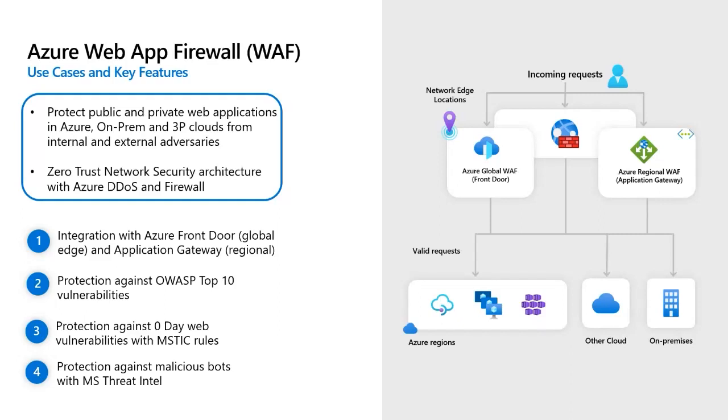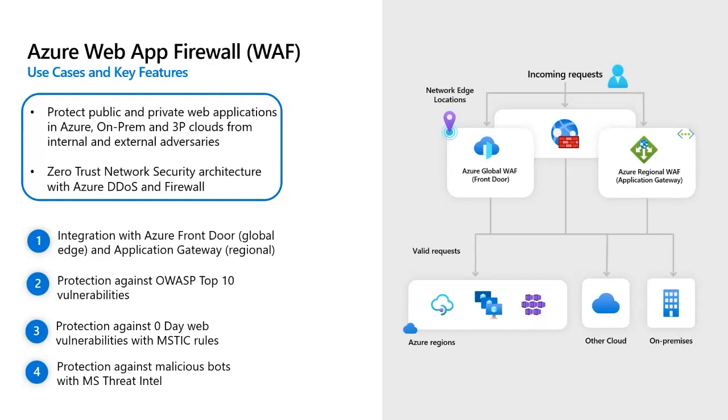So the WAF can be enabled either on the global edge when you're using Azure Front Door, or at a regional level when you're using Azure Application Gateway. It is platform managed, allowing teams to focus on custom rule creation and exclusions when needed. Managed rule sets are already predefined for OWASP top 10 protection, bot protection, and more, with the introduction of the Microsoft proprietary Microsoft Threat Intelligence Center rules, or MSTIC rules.